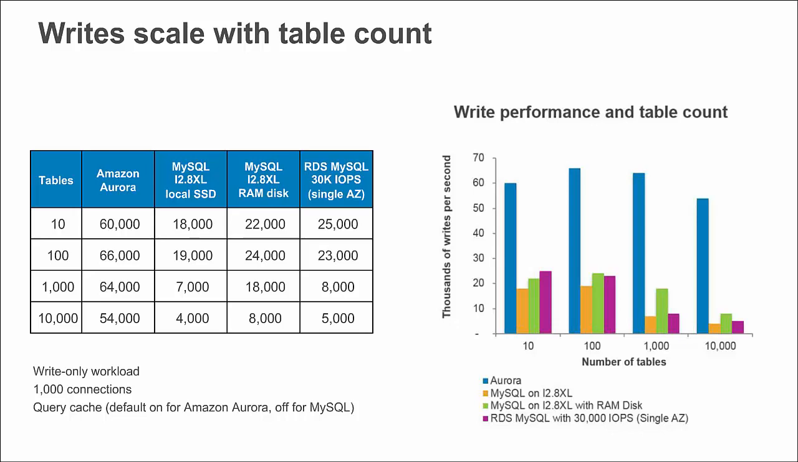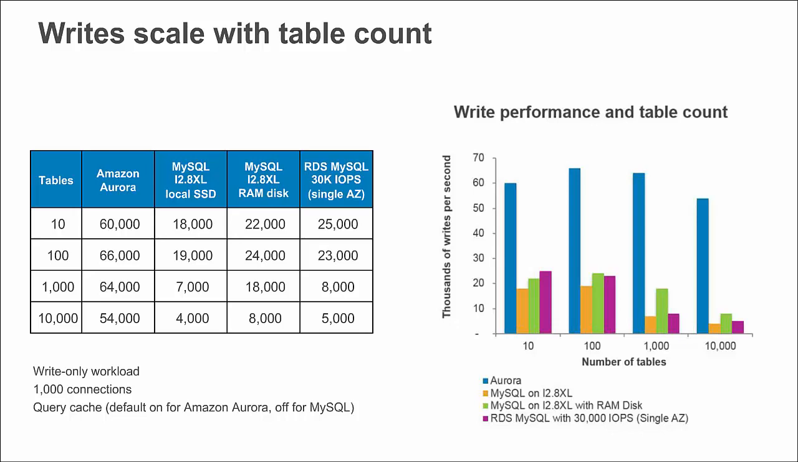We also tried it with I2 8xlarge with the whole thing in a RAM disk, which is very interesting. And then we compared this with RDS for MySQL with the highest possible IOPS, which is 30,000 IOPS, and then with Aurora. You can see that with 10 tables, Aurora has a write throughput of 60,000, whereas RDS for MySQL has 25,000. Interestingly, the MySQL on EC2 that we ran on I2 8xlarge, whether on RAM disk or local SSD, still falls short of RDS.